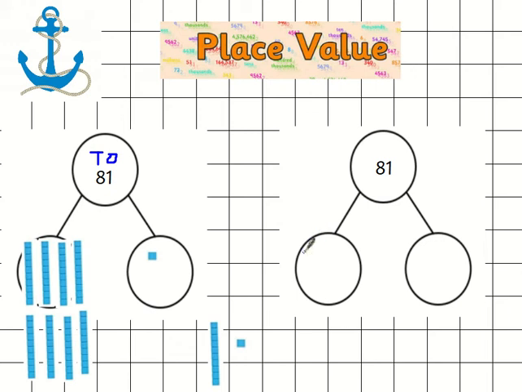And also, we know that we can represent it using our numbers. So we can have 80 and we can have 1, because together, if we add them together, we get the number 81, as you can see from here.